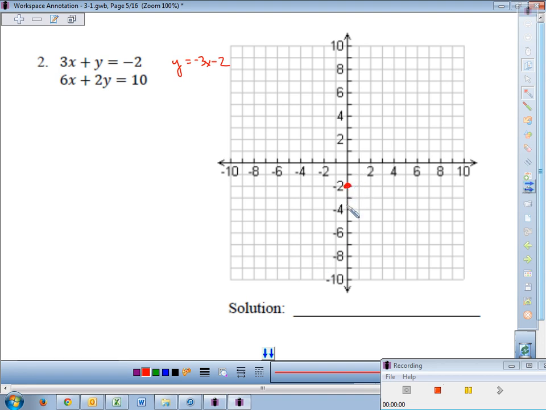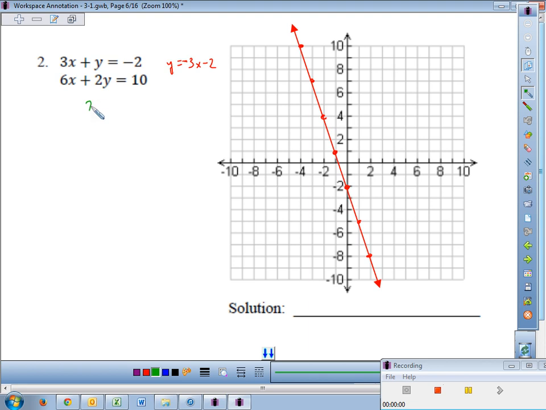-2, then down 3 to the right 1, down 3 to the right 1. And remember, on our first line, we're putting as many points as we possibly can so we can be accurate. So I'll just keep on sloping my slope. Straight edge, connect together.